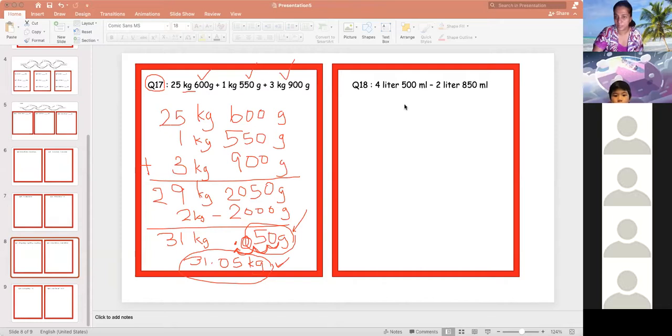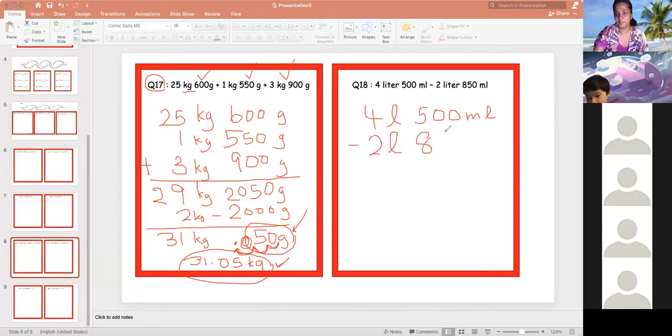Going to the next question. This one is liters and milliliters. This is the volume of liquid. Again, addition and subtraction can be in any of these units. So we will do it. 4 liters. See how I write the liter. 500 milliliters, minus 2 liters, 850 milliliters. Before that, let me see whether your answers are okay or not.